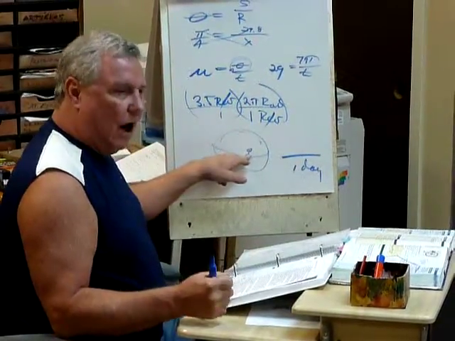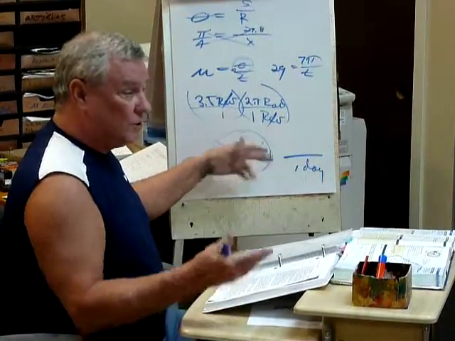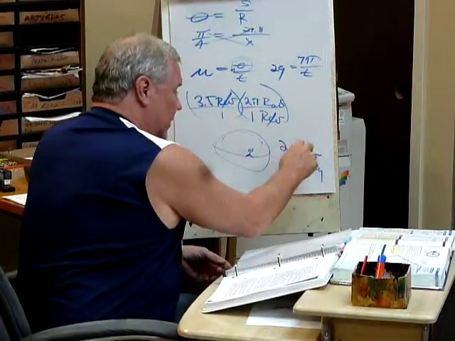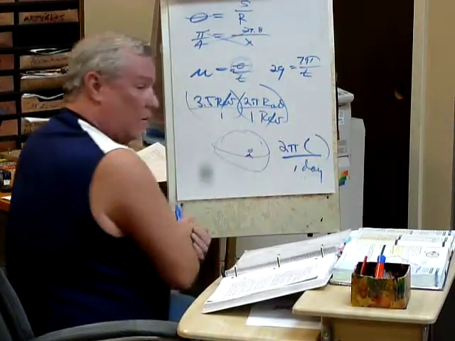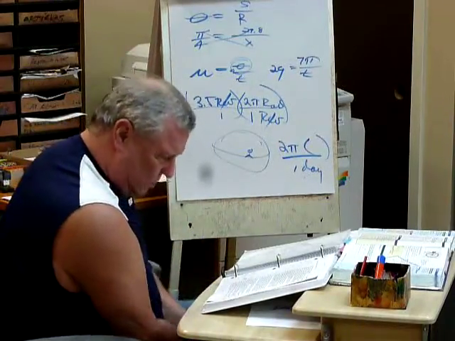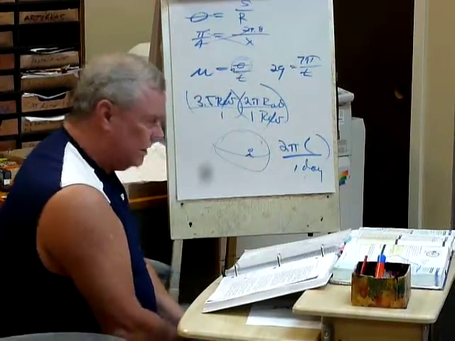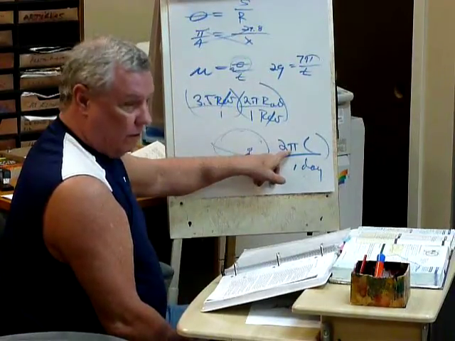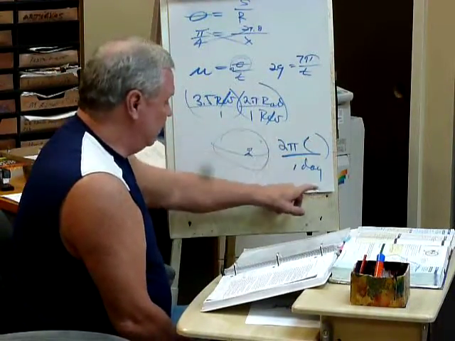Now, how far does he move? Well, the circumference, which is 2 pi r. And what's r? Whatever he gives you: 6.4 times 10 to the 6. So all you do now is convert from meters to seconds.